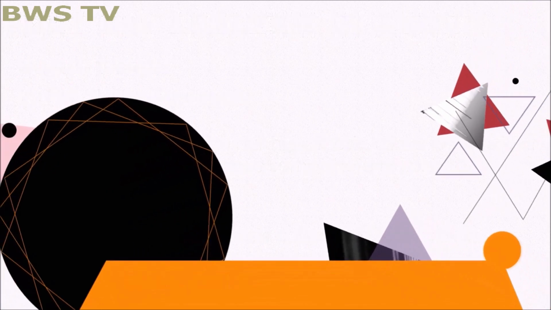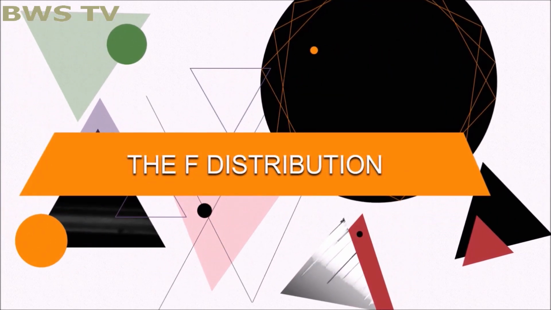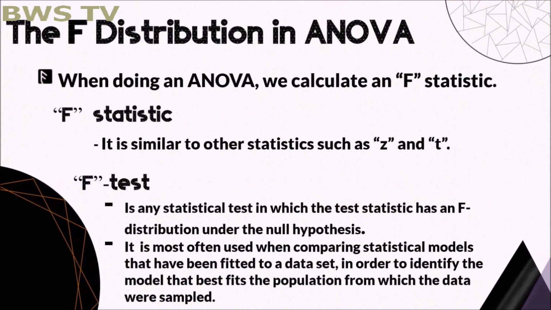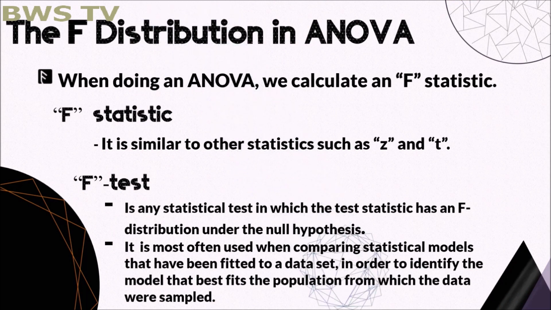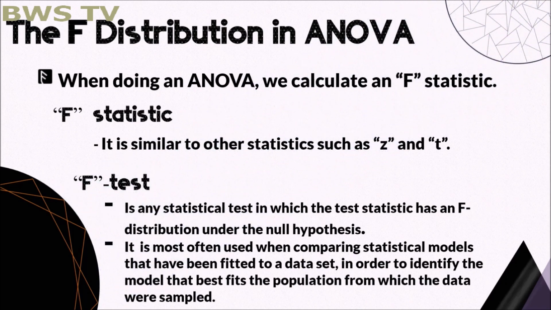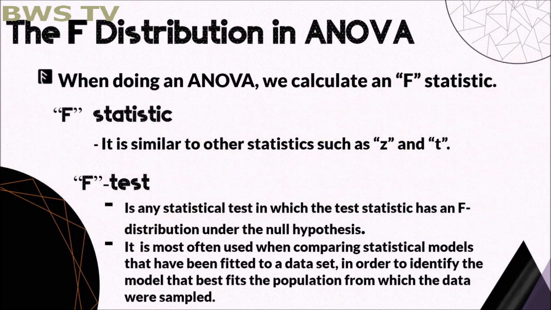Next, we have the F distribution. When we're doing an ANOVA, we calculate an F statistic. An F statistic is similar to other statistics such as Z and T. An F test is any statistical test in which the test statistic has an F distribution under the null hypothesis. It is most often used when comparing statistical models that have been fitted to a dataset in order to identify the model that best fits the population from which the data were sampled.